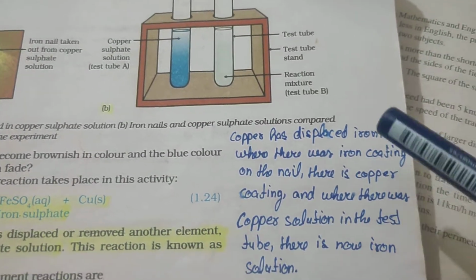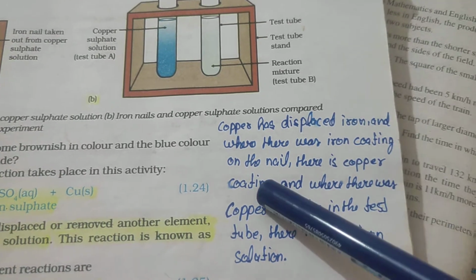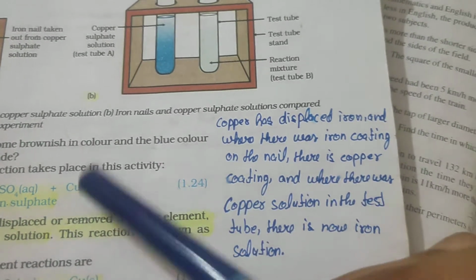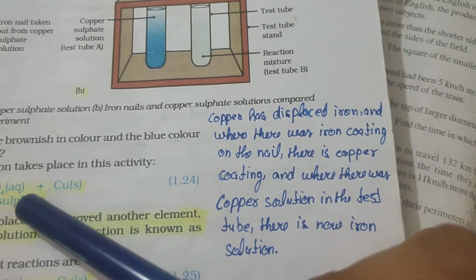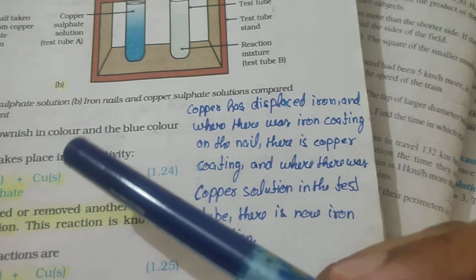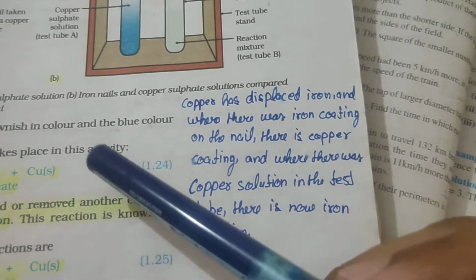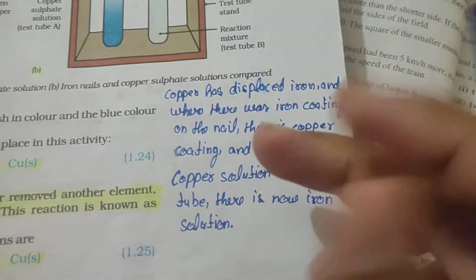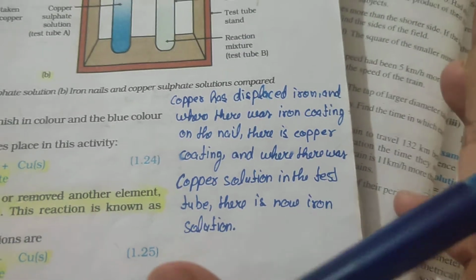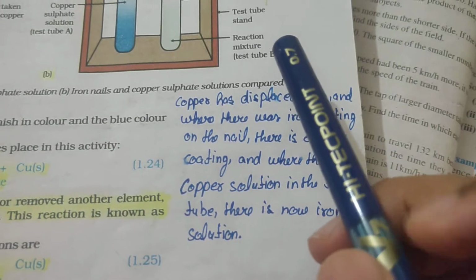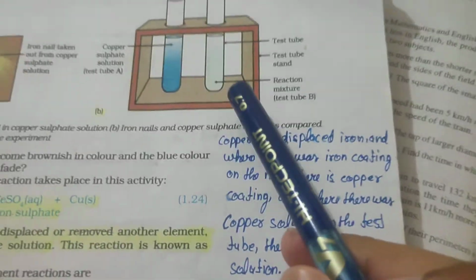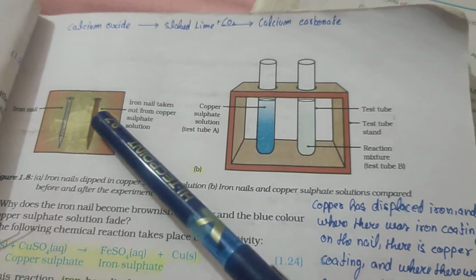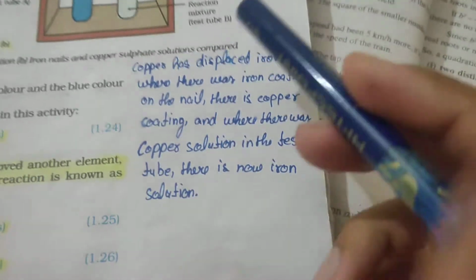And where there was iron coating on the nail, there is copper coating. So since copper has displaced iron, copper has taken the place of iron. Right? Copper has been put at the place of iron. That's why the iron nail has now become a copper nail. It means at least there's a kind of copper polish on it. It's not completely a copper nail, you can say, but copper has taken the surface of the nail.